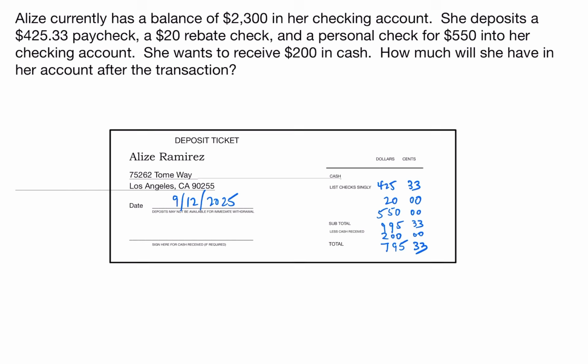Now, the question we want to answer is how much will she have in her account after this transaction? So her current balance before the deposit was $2,300 in her checking account.